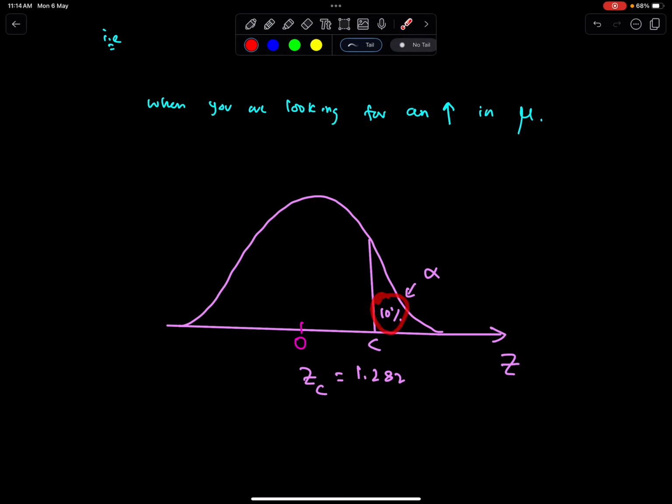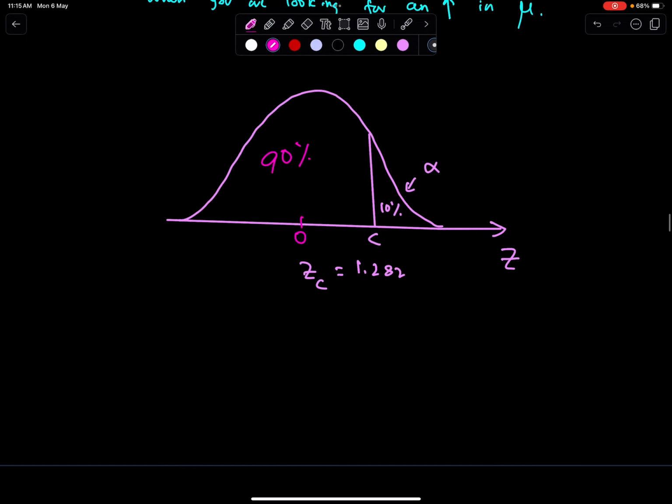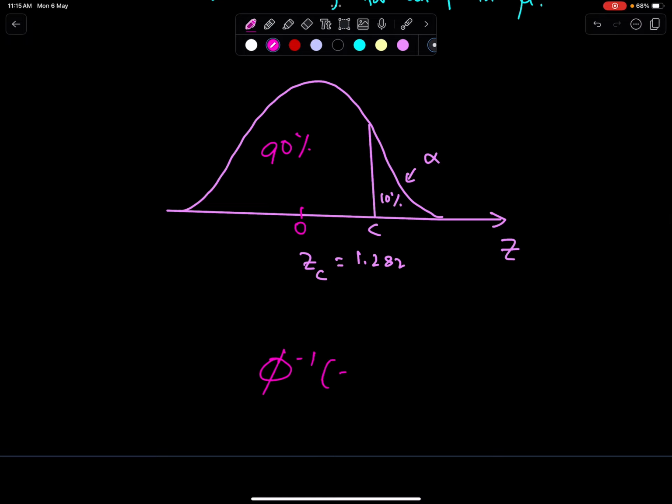If alpha is 10%, then you can easily get this value. This value is known as Z critical. It is 1.282 in this case. If you are using the normal distribution table, you just need to find 90%, phi inverse 0.9. From the table you'll get 1.282.